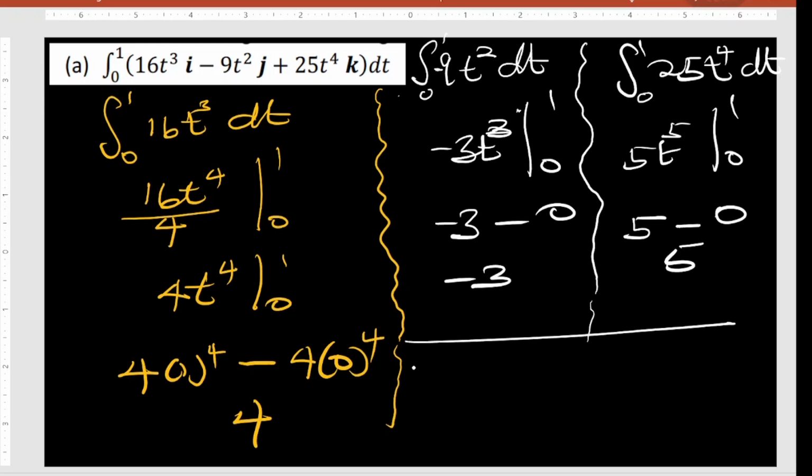We'll now bring all of them together to represent the integral of our vector function. So this will be 4i minus 3j plus 5k.